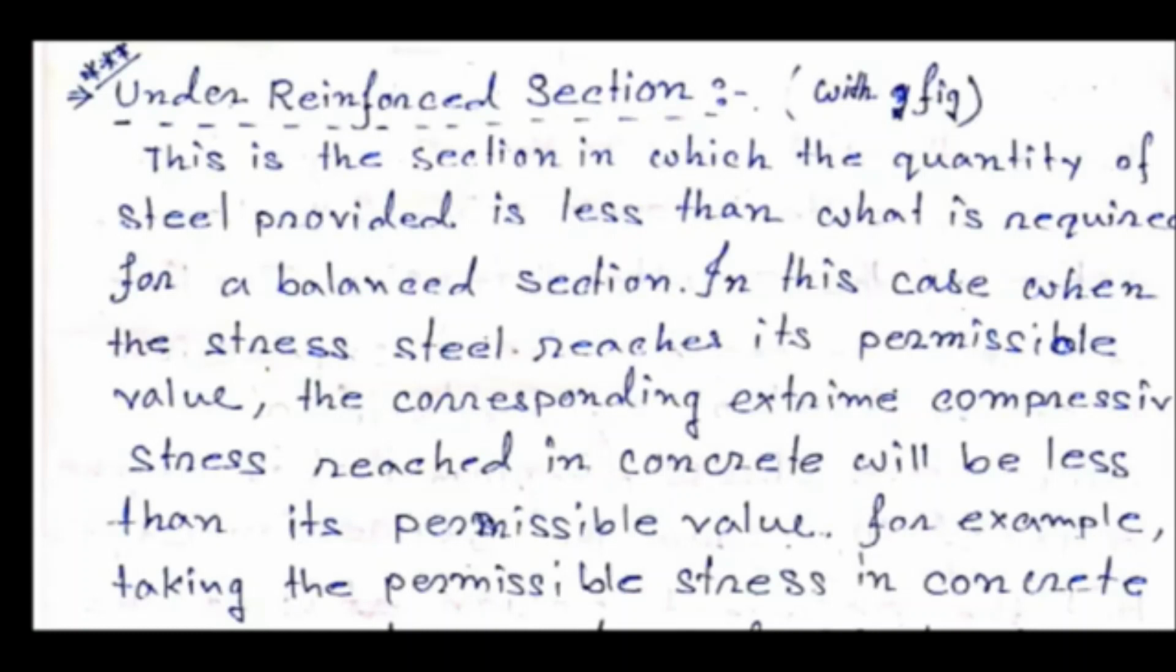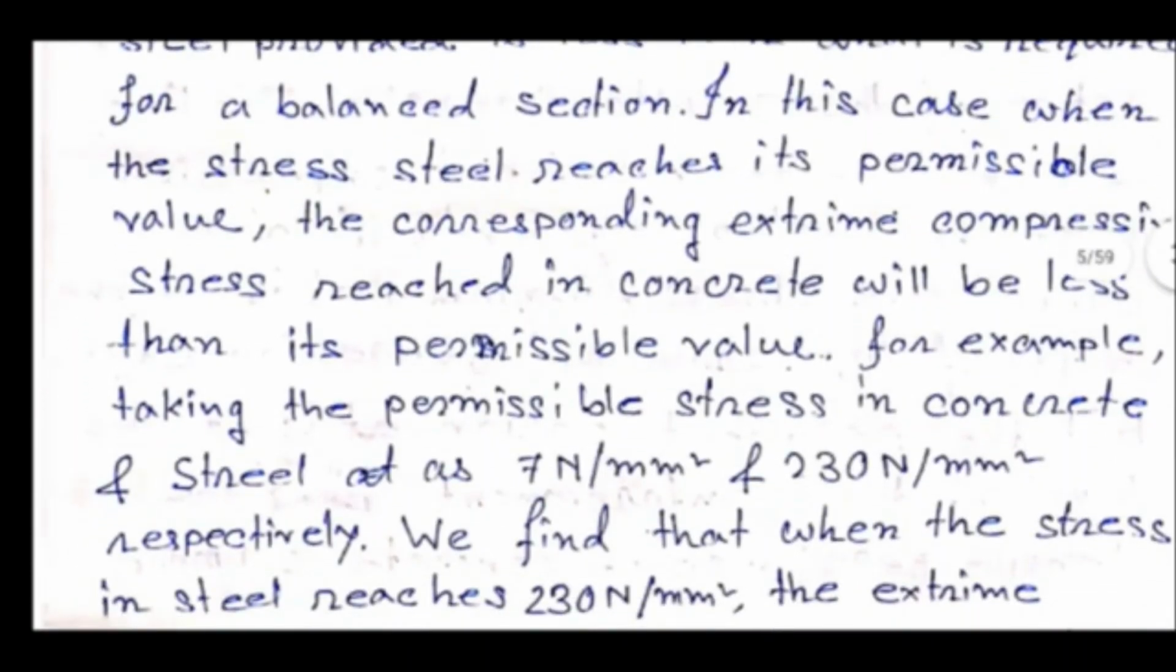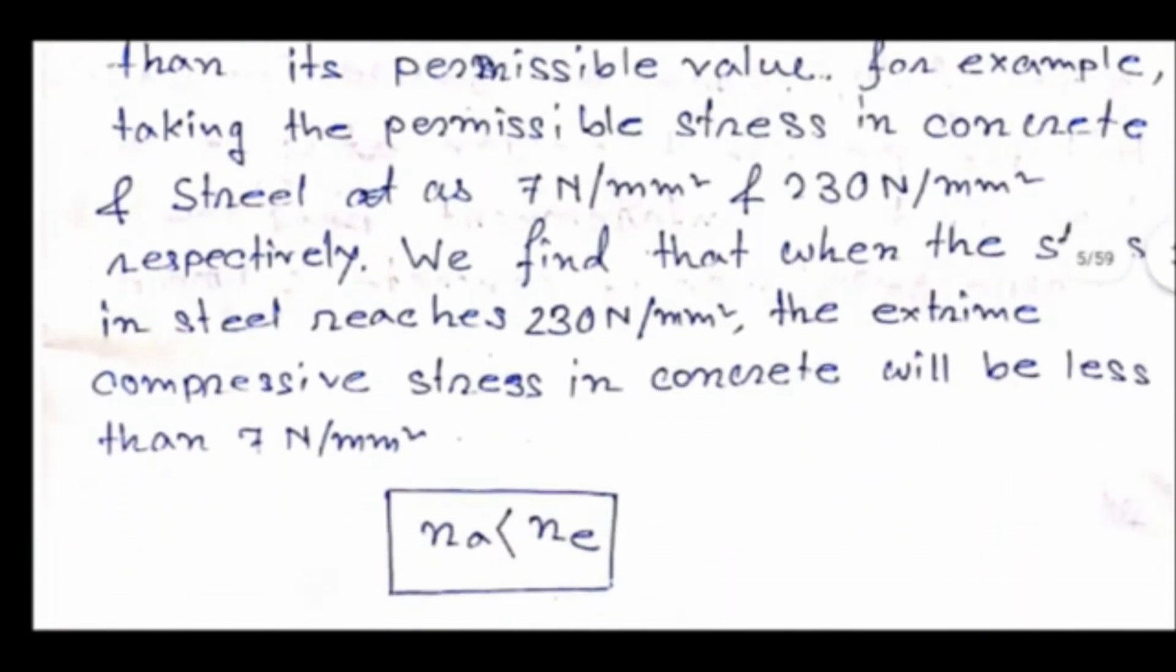For example, taking the permissible stress in concrete and steel as 7 Newton per millimeter square and 230 Newton per millimeter square, like earlier, respectively. Now we find that when the stress in steel reaches 230 Newton per millimeter square, the extreme compressive stress in concrete will be less than 7 Newton per millimeter square. So in this case, the actual neutral axis is less than the critical neutral axis. That means if we consider from the top fiber, the position of the neutral axis line is slightly upper than that position.